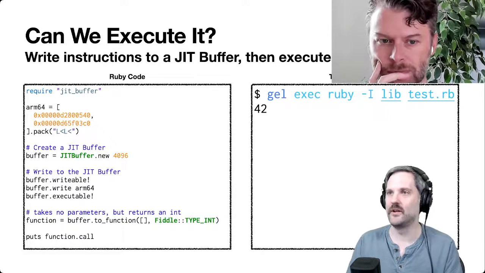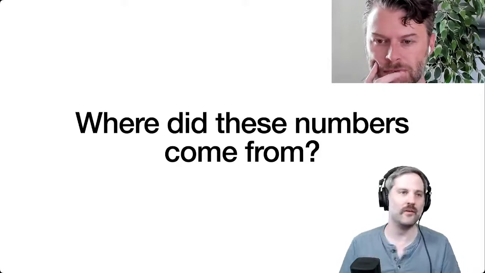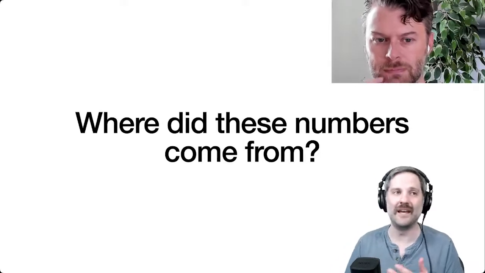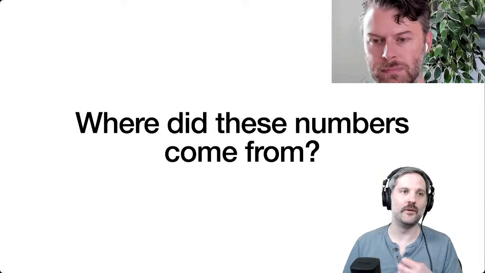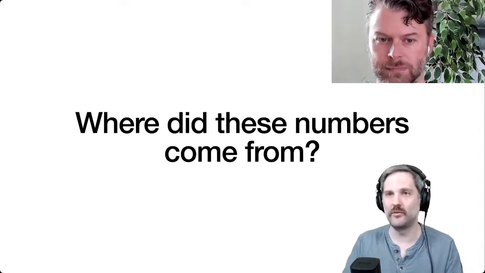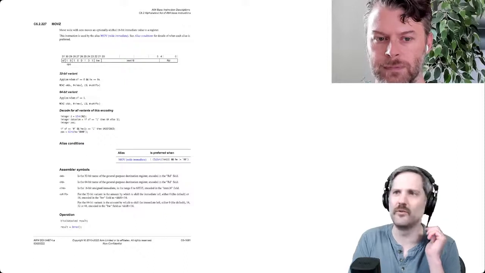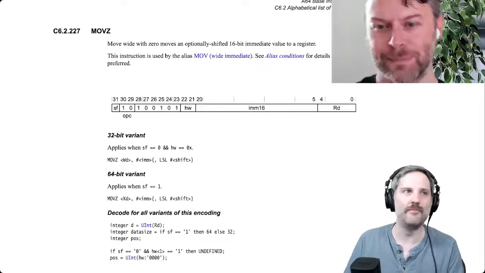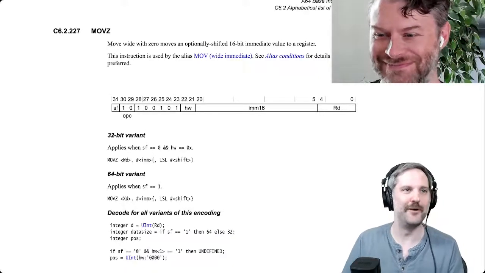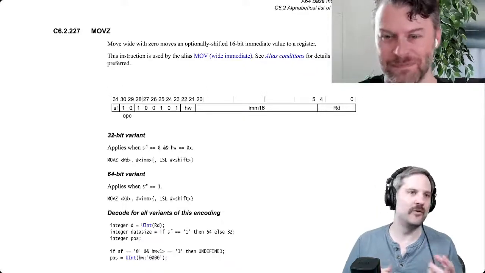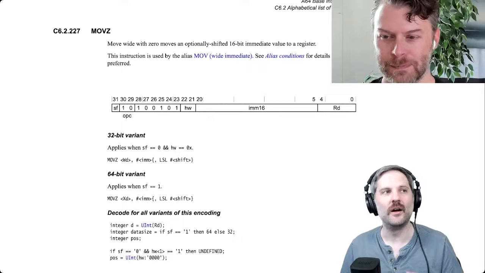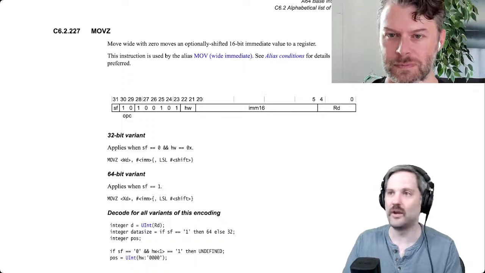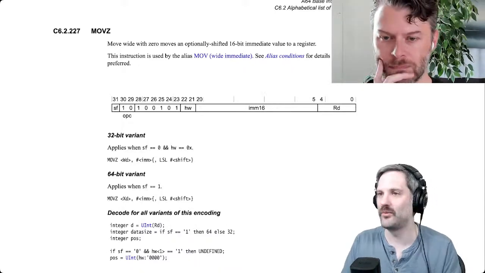So let's take a look at the next slide, which is, where did these magic numbers come from? How did we come up with these particular numbers? The answer to that is actually in the ARM manual, the instruction manual for the processor. This is a sample of it, which is too small to read, so I think I have zoomed in here. This is the MOVZ instruction. If you download the manual for the processor, it has all the instructions listed along with some really helpful stuff, which I have added arrows and keynotes to point out.